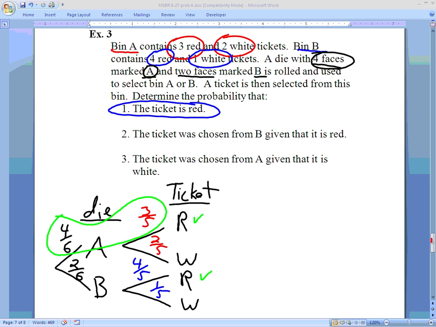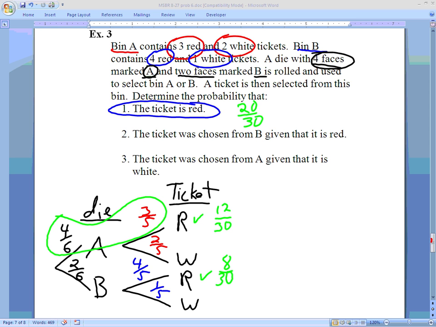4 6 times 3 fifths. 4 times 3 is 12. 6 times 5 gives me 30. So 12 30ths to get that red. Or if I want the other red, I follow the path again. And I would do 2 6 times 4 fifths, which gives me 8 over 30. If I add those together, 8 plus 12 gives me 20. So I have 20 over 30.